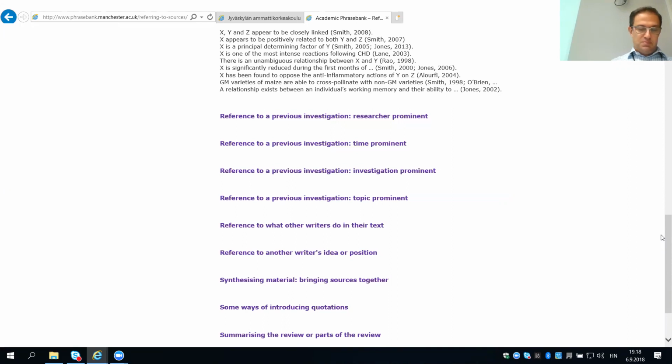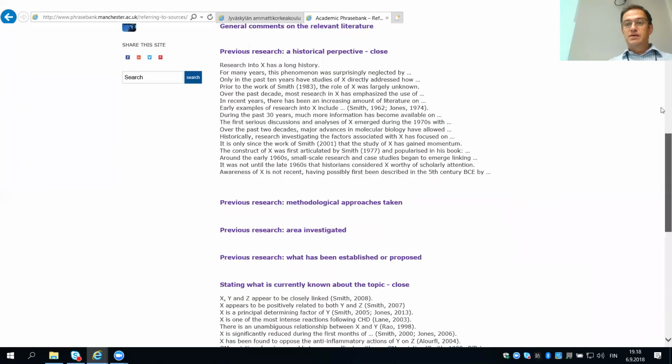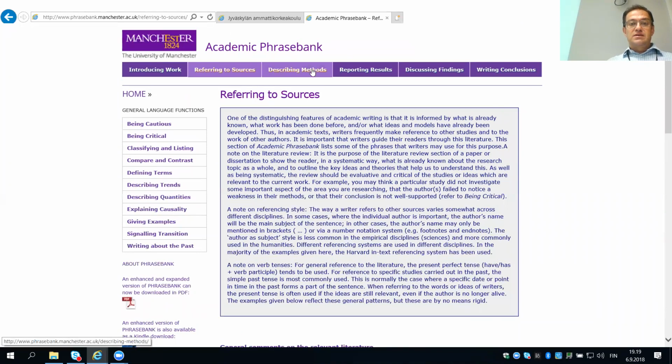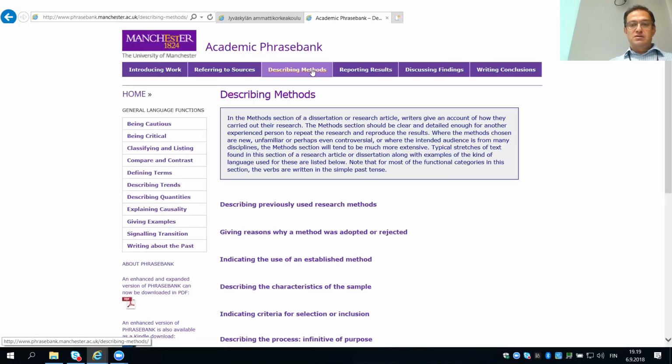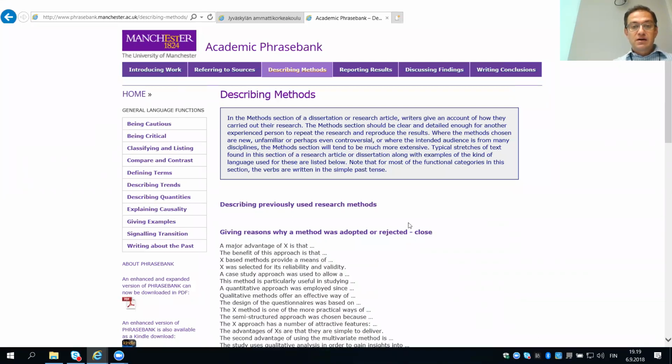Now, when I look at, for example, let's say the Manchester phrase book, they are the old school. So here they are using the passive voice, and they are also using past tense. As you see, they have used the passive voice and also past tense. A case study approach was used to allow blah blah.